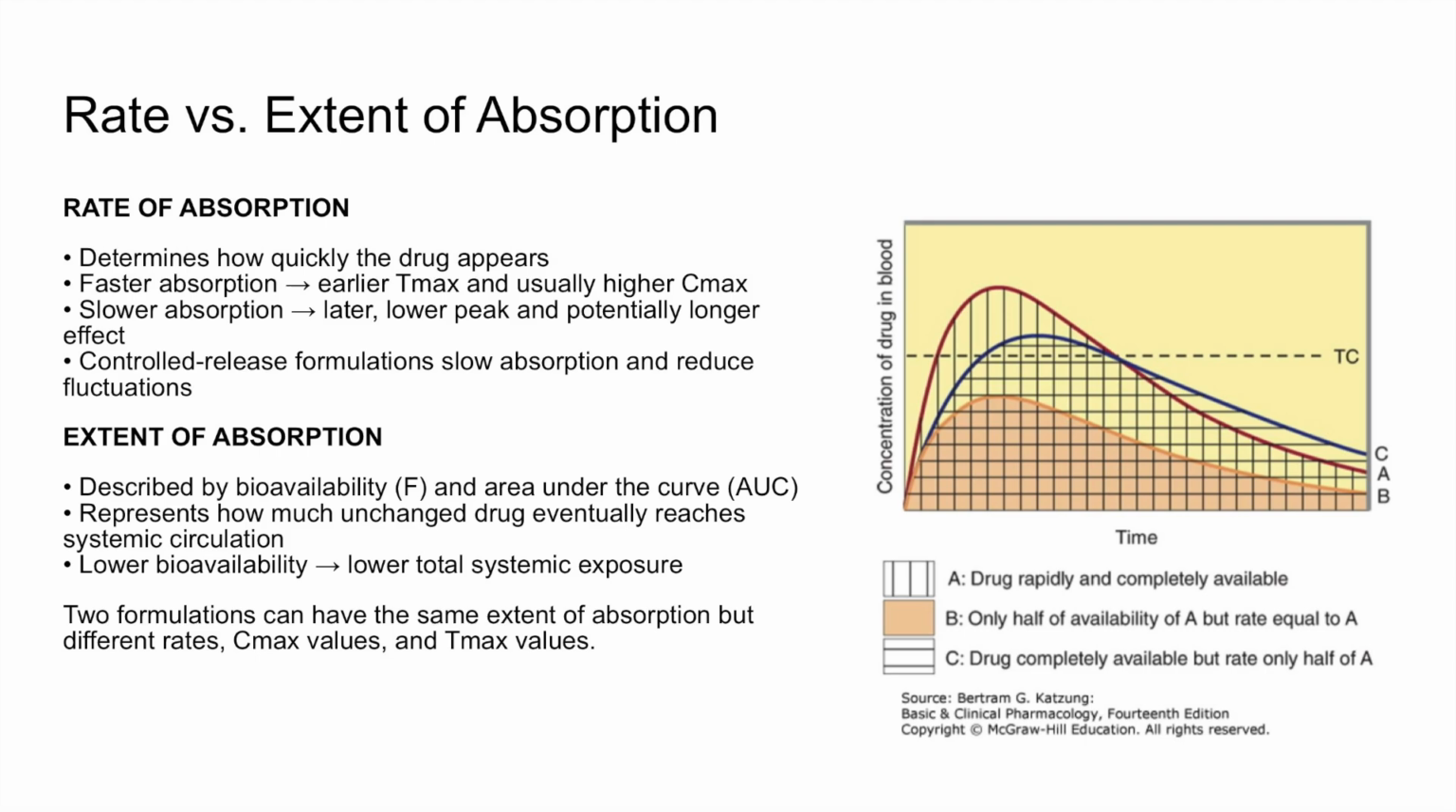Two formulations may deliver the same total amount of drug and therefore have similar AUCs while producing different Cmax and Tmax values. Alternatively, they may have similar rates but different total bioavailability. So rate mainly changes the curve's shape, while extent determines total systemic exposure.